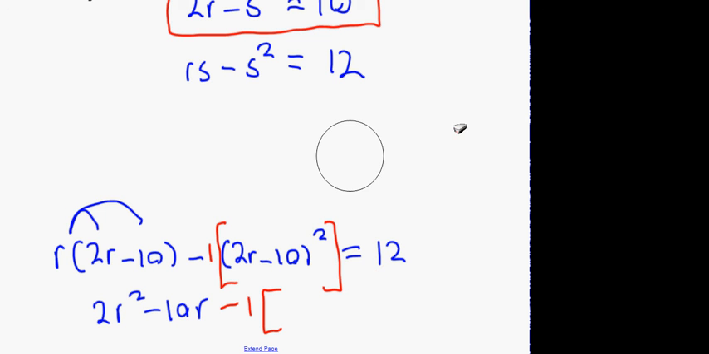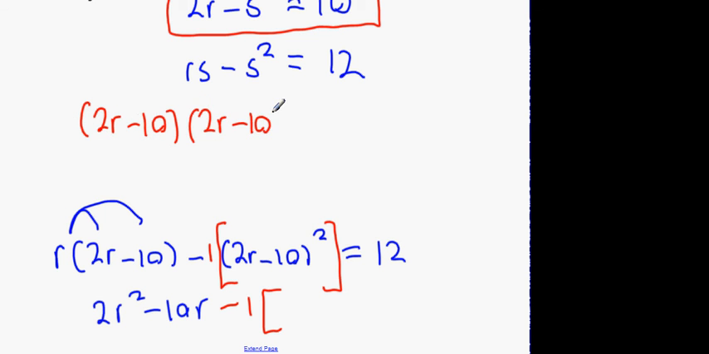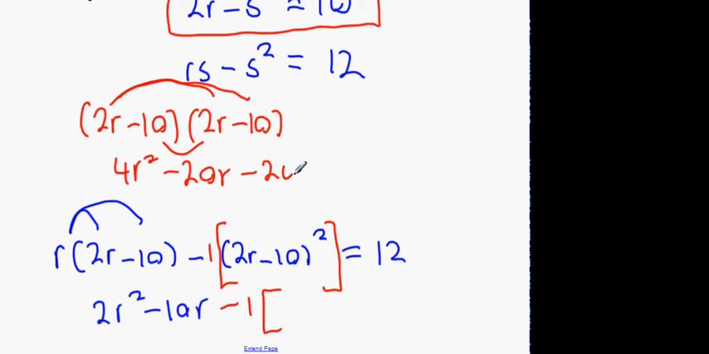So, what does 2r minus 10 squared mean? 2r minus 10 by 2r minus 10. Right, multiply it out. 2r by 2r. Okay, 2r by minus 10, minus 20r. Minus 10 by 2r, and finally minus 10 by minus 10, plus 100. Now here's the part you made the mistake on, okay?